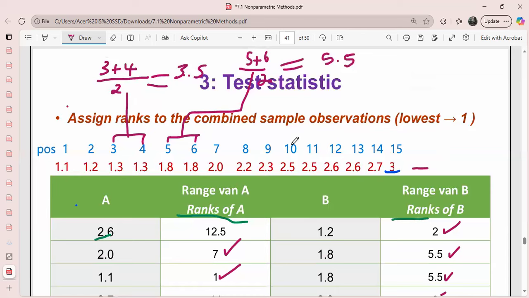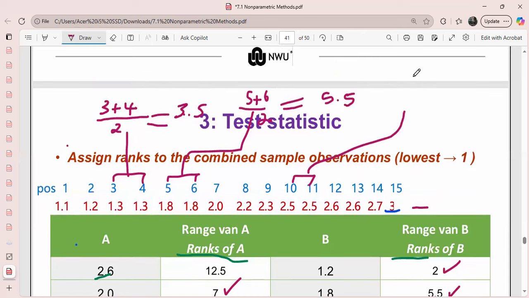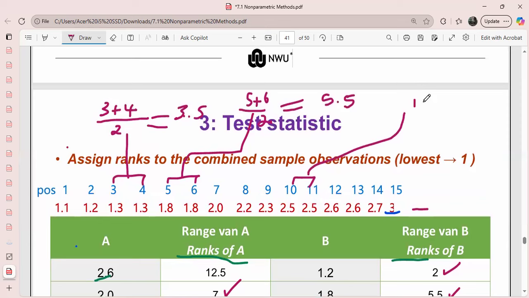And then 2.5, it's repeating on position 10 and 11. You do the same thing. You add the positions: 10 plus 11, and you divide them by 2. Remember what I said? If here there was 2.5 on position 12, we're just going to say 10 plus 11 plus 12, because it's 3 of them that repeat, you divide them by 3. If you have 4, you divide them by 4.